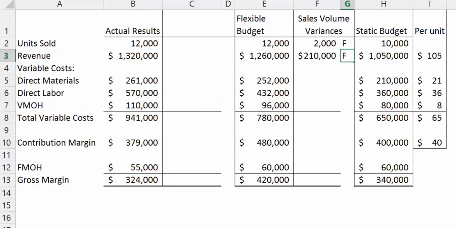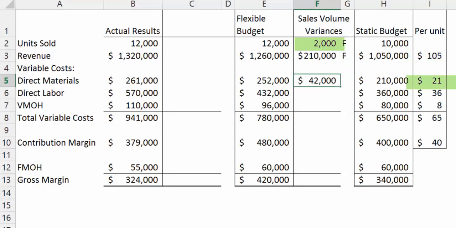Now, there's two ways I could have gotten that. I could have taken the flex budget revenue and subtracted the static budget revenue, or I could have taken the 2,000 additional units that we sold times that standard price of $105. Either of those would give me that dollar amount. We're going to do the same thing with direct materials.